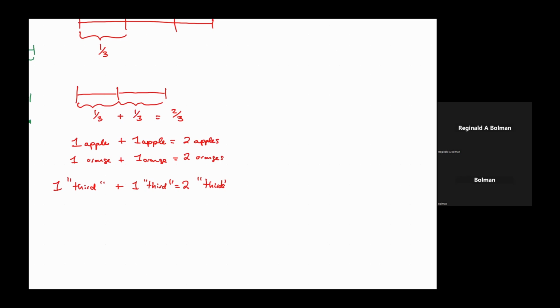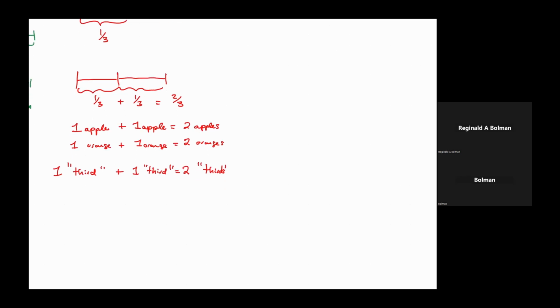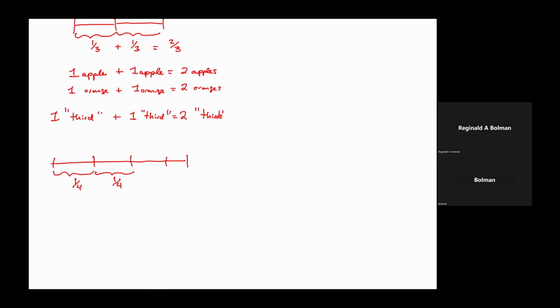Similarly, if we had taken a foot and we had cut it into 4 equal pieces, we cut it into fourths, and you start stacking fourths on top of each other, you might ask yourself, well, how many pieces of 4 do I have? If you have 2 pieces of 4 and you add those together, you would say that you have 2/4. So we'd say 1/4 plus 1/4 gives me 2 pieces of 4.